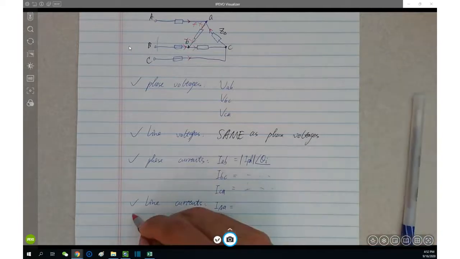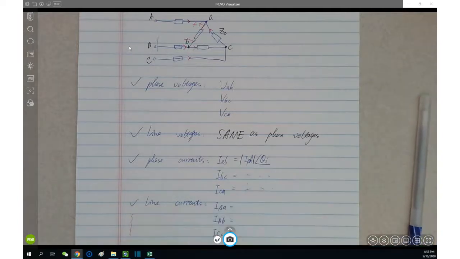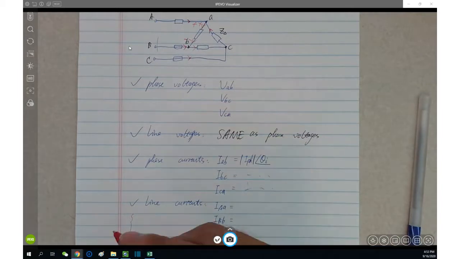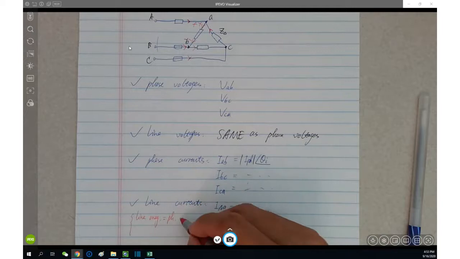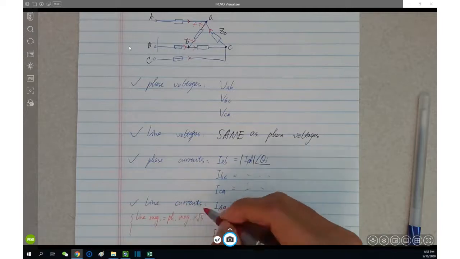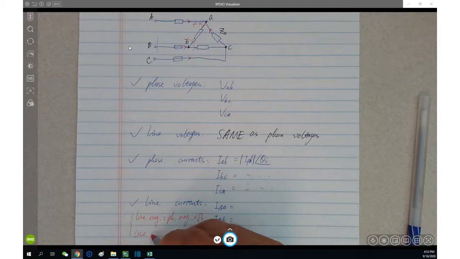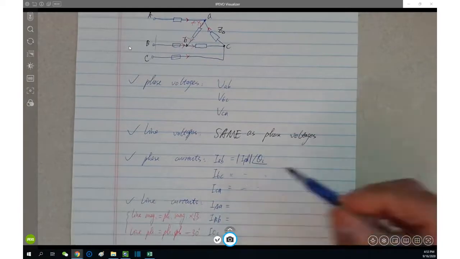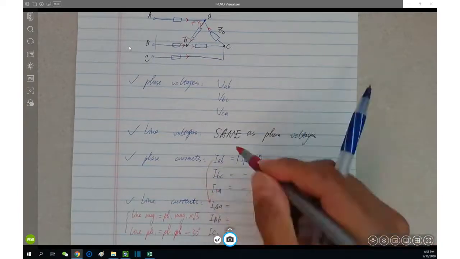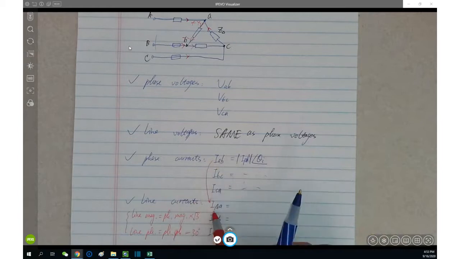And here we have two conclusions for the magnitude and phase respectively. So the line current magnitude equals the phase current magnitude times square root of 3. Line current phase angle equals the phase current phase angle minus 30 degrees. Minus 30 degrees. What it means is, from IAB, the phase current IAB, go to the corresponding line current IAA. What is it?